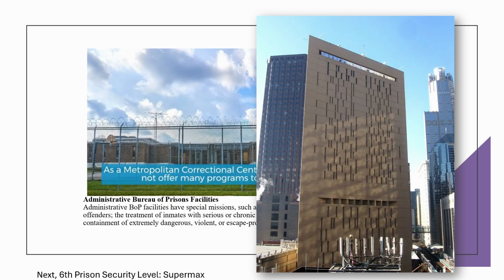By the way, this image is Chicago's prison, the Metropolitan Correctional Center. It's located in downtown Chicago, and it looks like almost any other building. But note the shape of the windows. They're long and slender. Why? Because that prevents inmates from trying to escape.